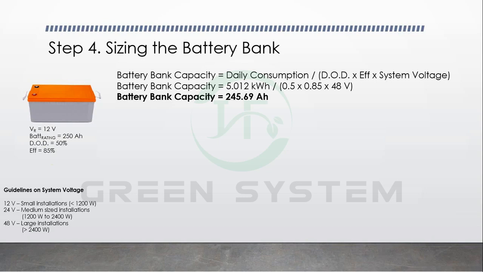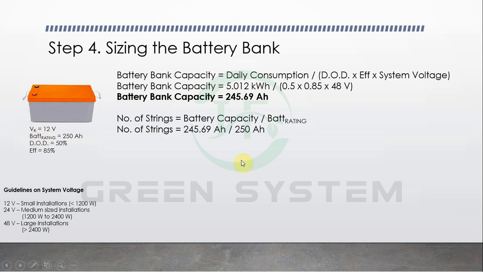Now to compute for the series and strings, the series and string configuration of our battery bank. To compute for the number of strings, we shall divide the required battery capacity, 245.69, by the battery capacity rating of our battery itself.